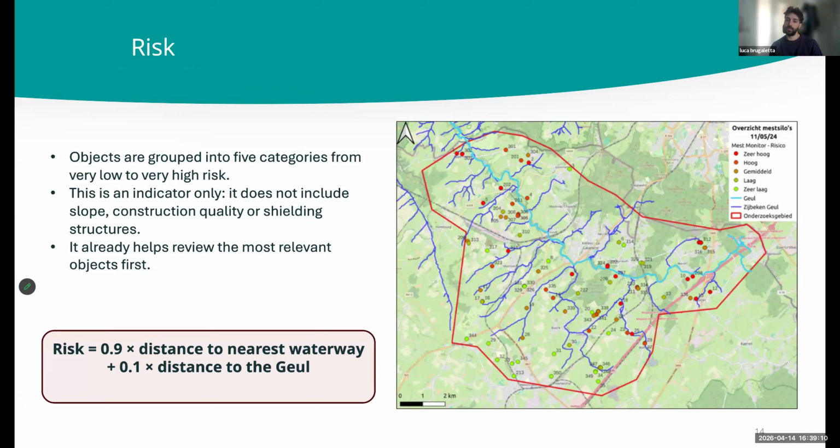But this already helps and gives a good overview of which silos could have contributed most to reaching the water during that event in 2018. The main risk function is basically 0.9 times the distance to the nearest waterway, which is highlighted in dark blue, plus 0.1 times the distance to the hill, which is the light blue line.